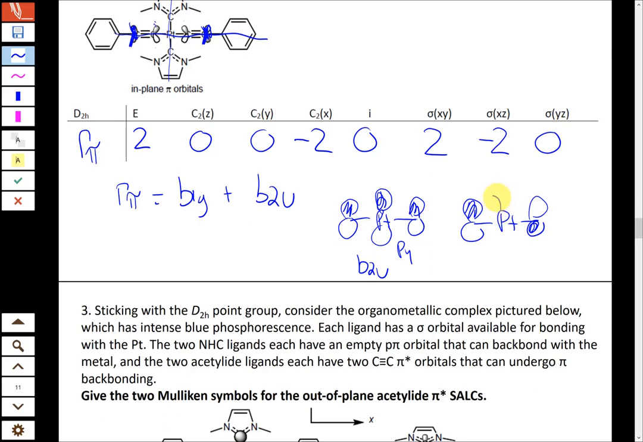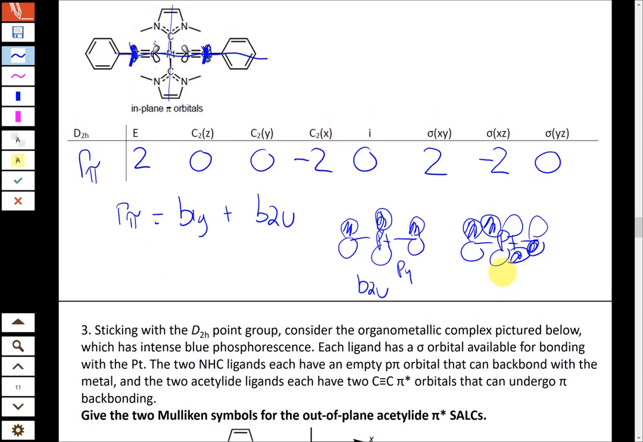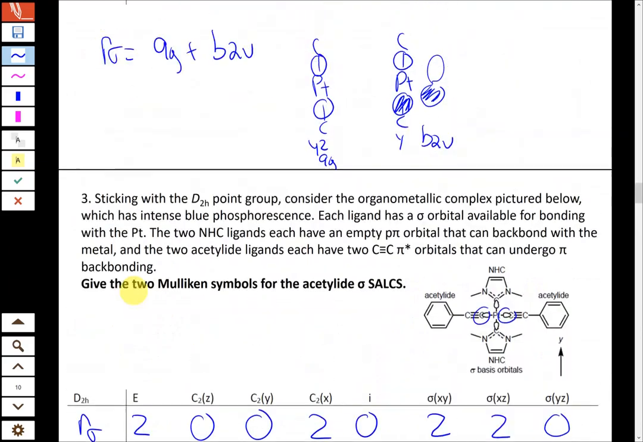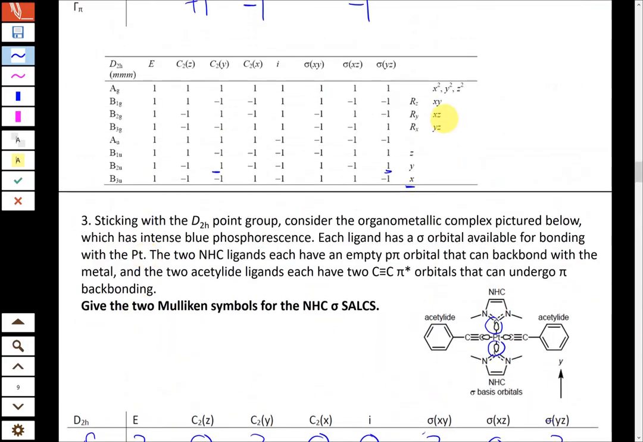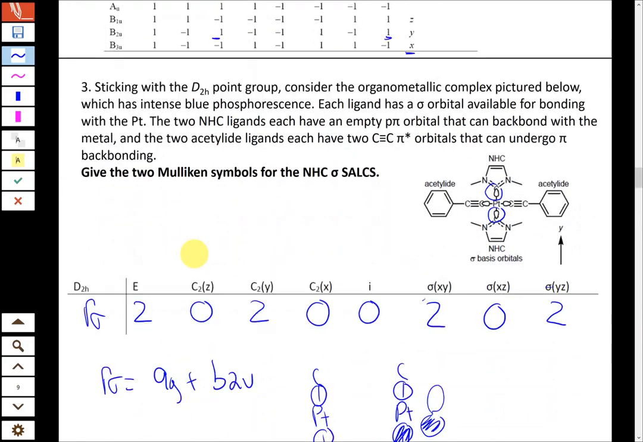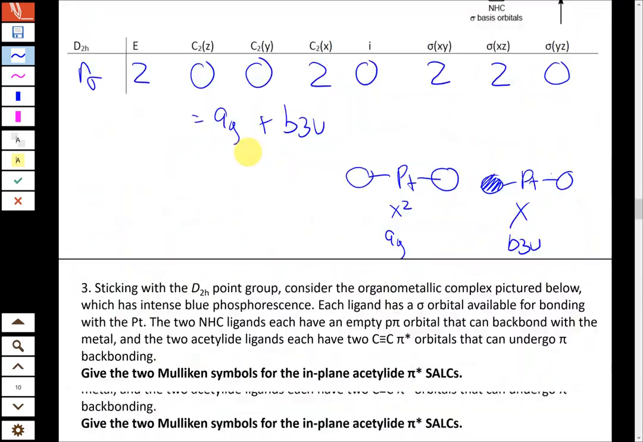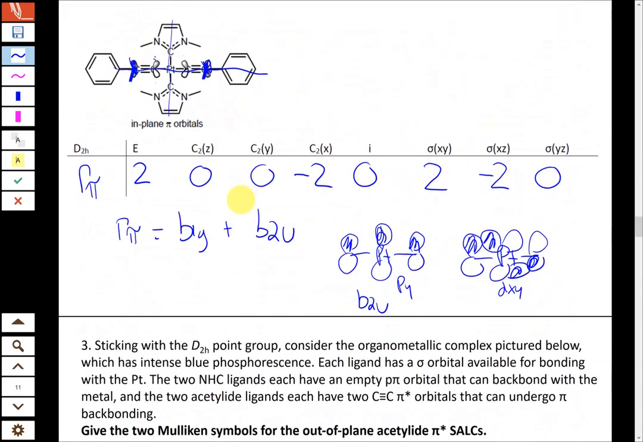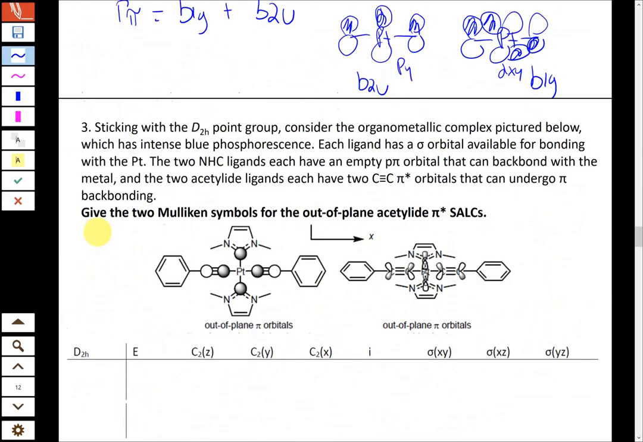This one should be symmetry matched with, that's the xy plane, so this should be dxy. It's symmetry matched with that. And if we go to the character table and find xy, that transforms as B1G. So that's where our B1G comes from. So again, symmetry matching works for that as well. Okay, so we get B2U and B1G, however we choose to do that one.